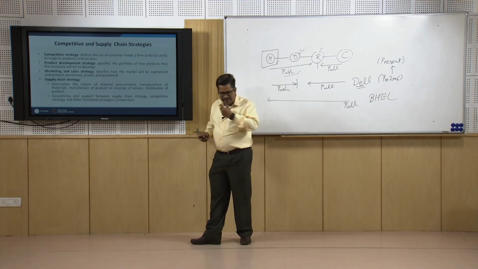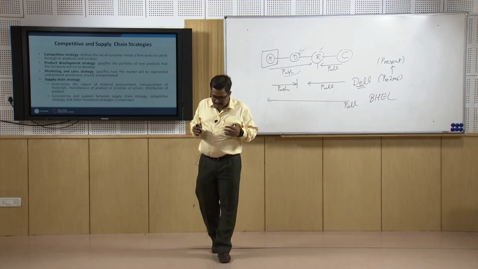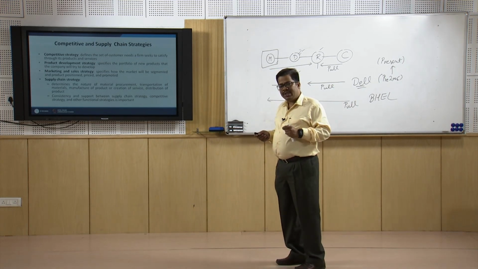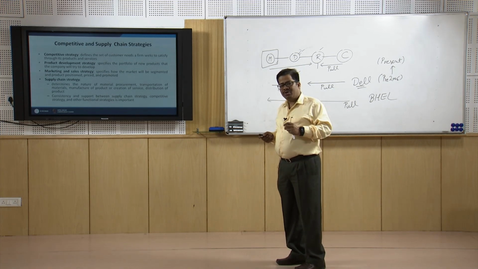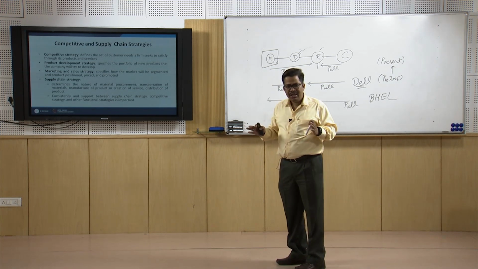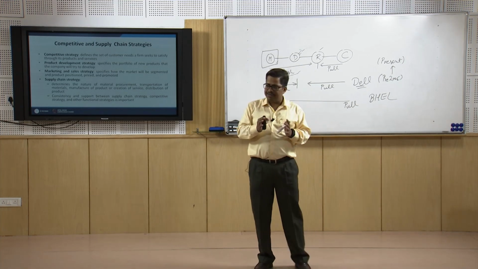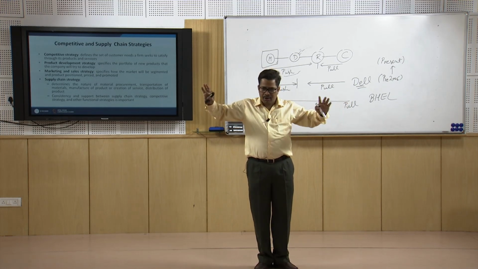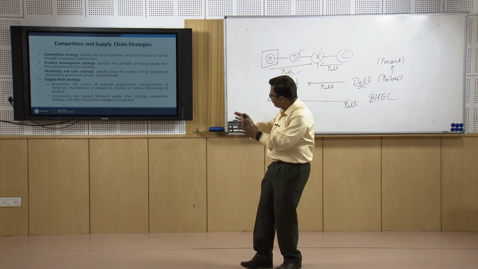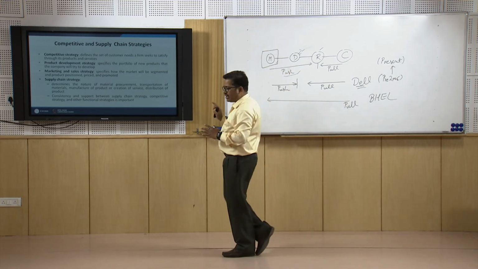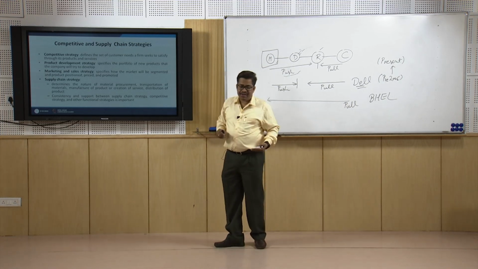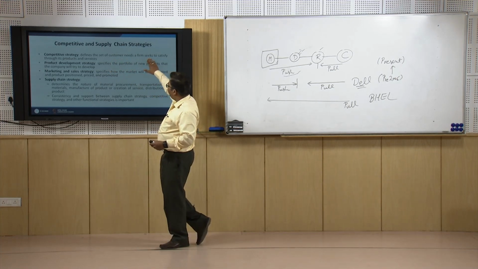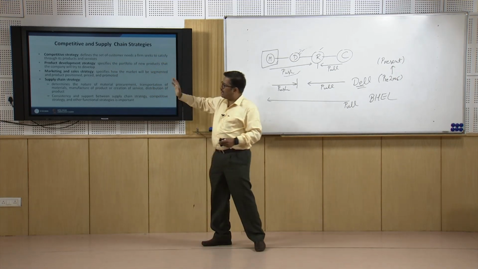Now, another point which we would like to discuss in this session is about the competitive and supply chain strategies. You see, supply chain strategy is a type of functional strategy, and in an organization there are a variety of functional strategies. So, all those functional strategies should support the competitive strategy of the organization. Now, what is the competitive strategy? The competitive strategy is the set of customers' needs a firm seeks to satisfy through its products and services.